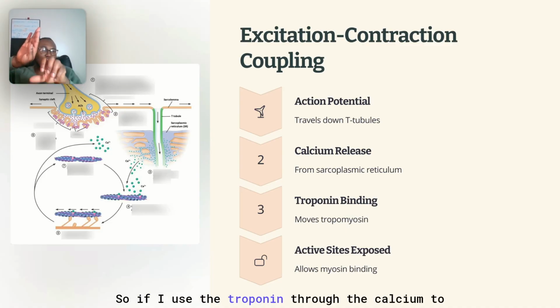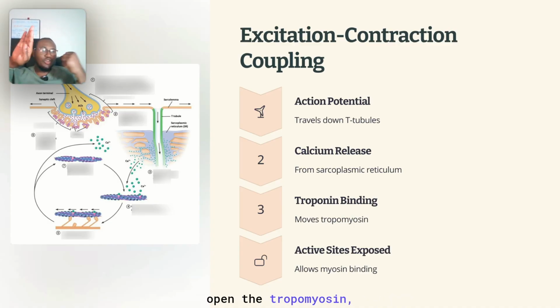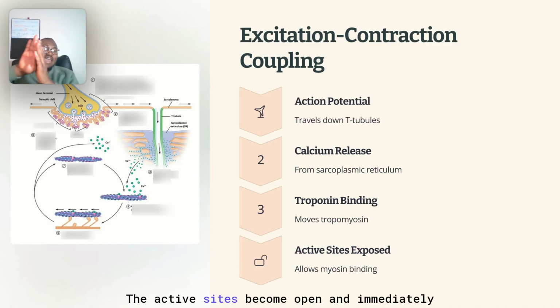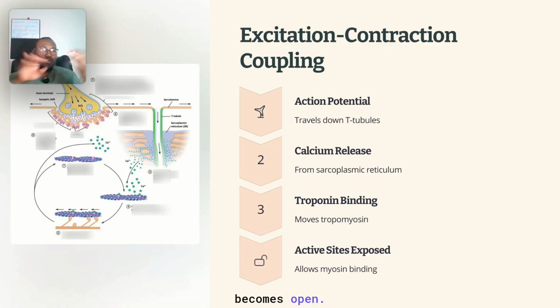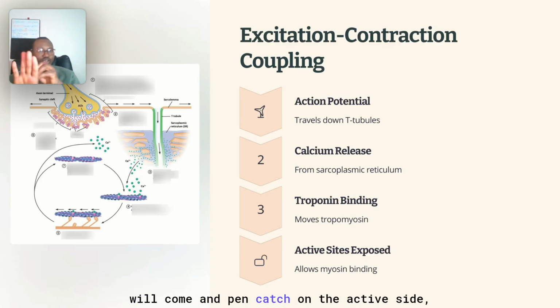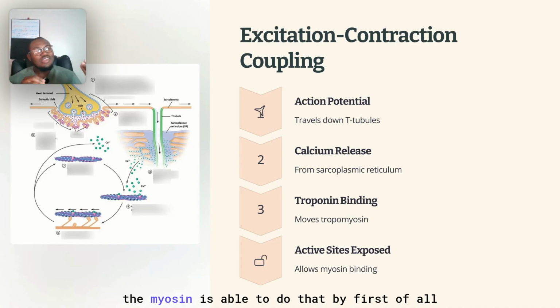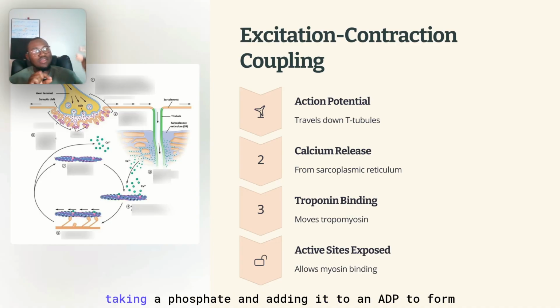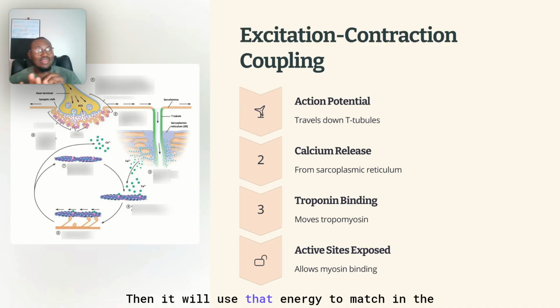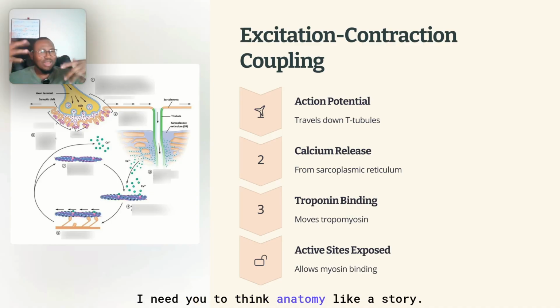So if calcium, through the troponin, opens the tropomyosin, what happens? The active sites become open. And immediately it becomes open, the myosin, which is the thick filament, will come and attach on the active site, thereby leading to contraction. Mind you, the myosin is able to do that by first of all taking a phosphate and adding it to an ADP to form ATP. Then it will use that energy to attach to the active site. Very, very important for you to know this story. Extremely important. I need you to think of anatomy like a story.